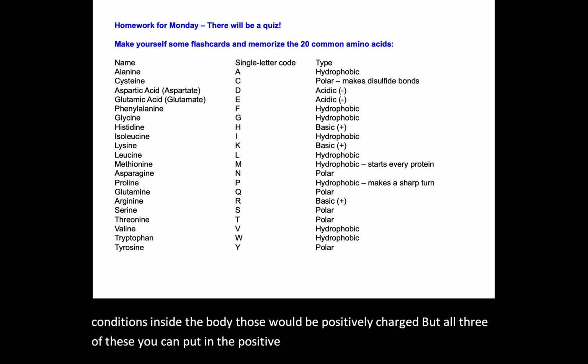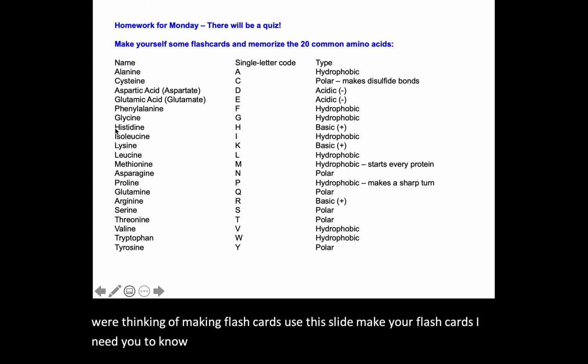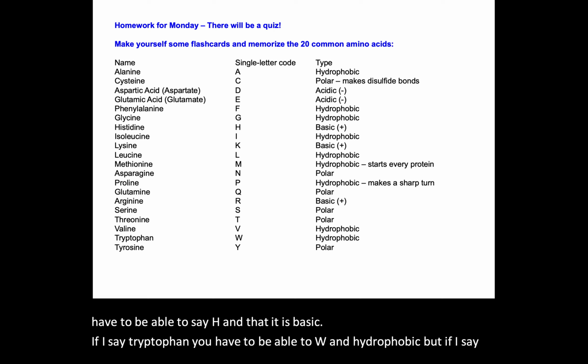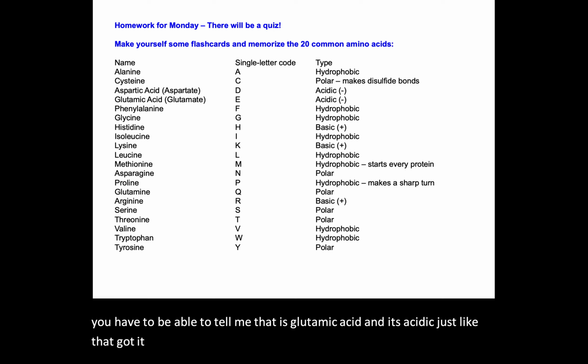Here's a nice little thing. If you are thinking of making flashcards, use this slide. Make your flashcards. I need you, if I say histidine, to be able to say H and that it is basic. And if I say tryptophan, you have to be able to say W and hydrophobic. If I say E, you have to be able to tell me that is glutamic acid and it's acidic. Just like that. Got it? Easy. It's a thing that you can learn. It's a thing that you have to learn.